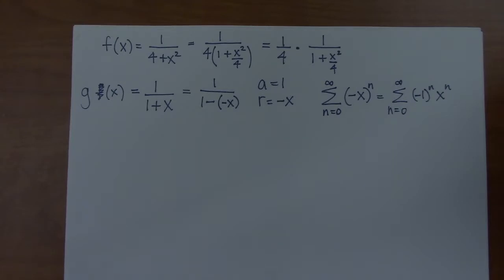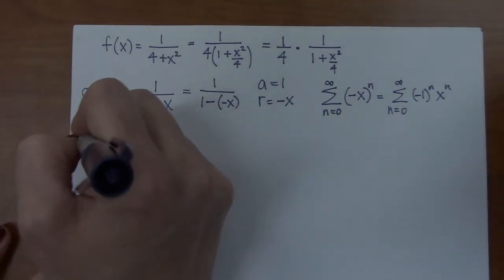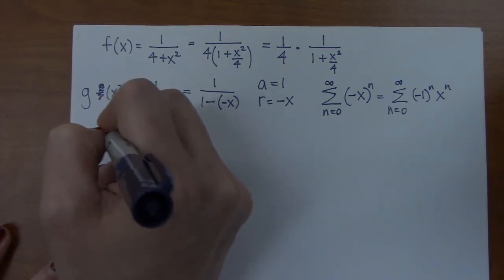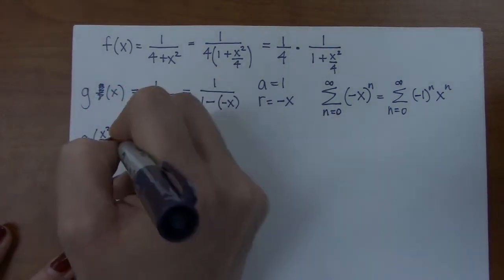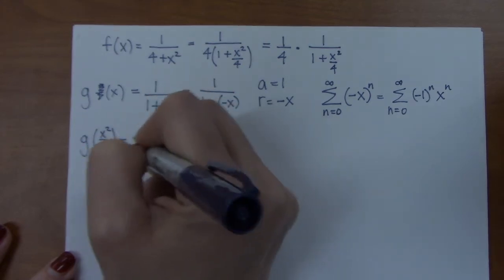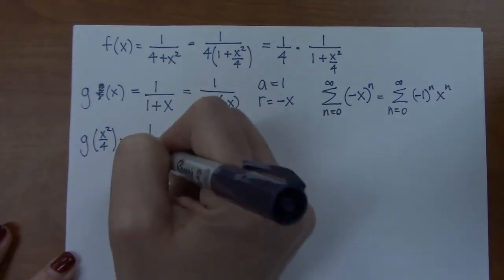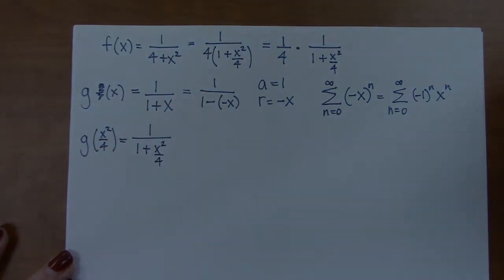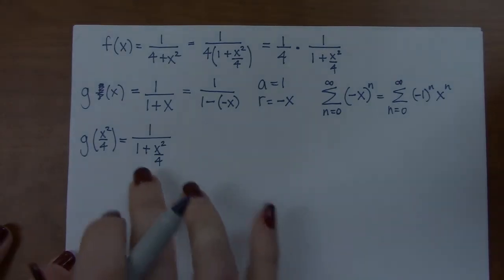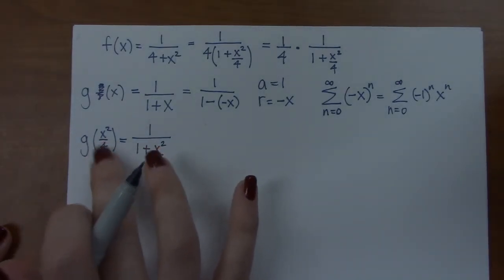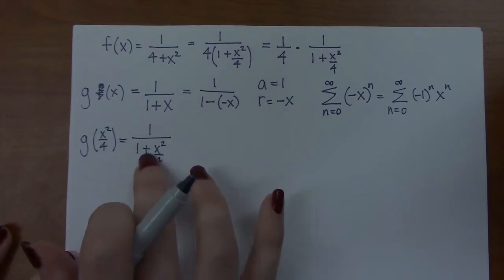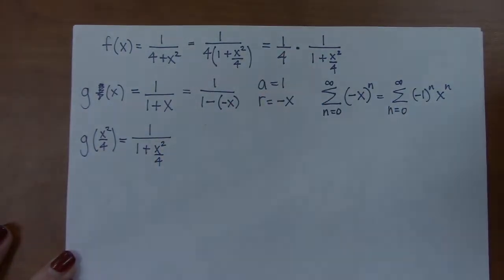So now I'm just going to build f of x based on this. The first thing I'm going to do is plug x squared over 4 into my function. And we'll deal with the 1/4 in a minute because constants are easy, so we'll save that till the end. If I just plug x squared over 4 into this g of x function, I've now got this part of the function that I wanted to build.